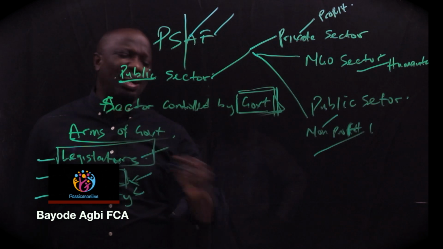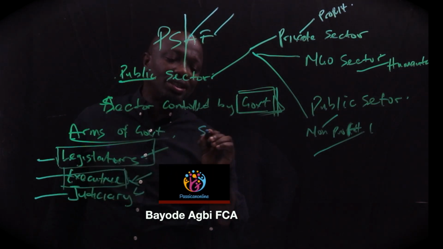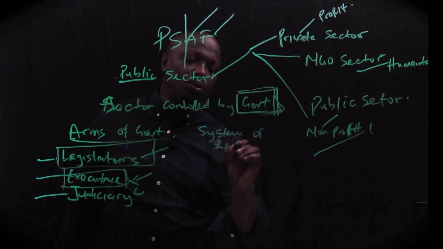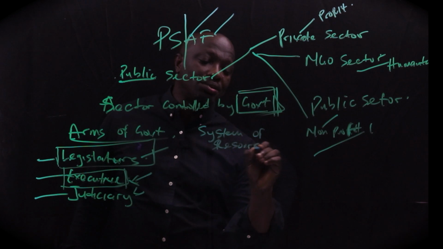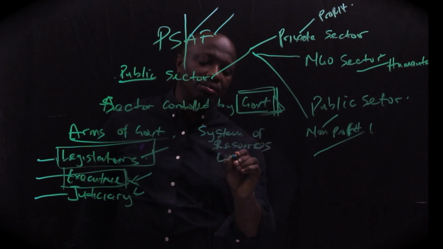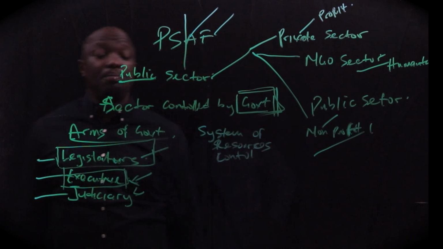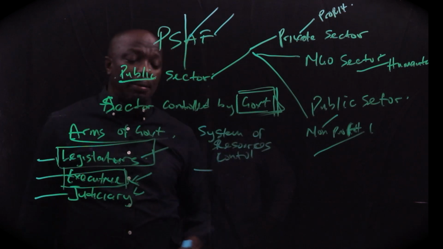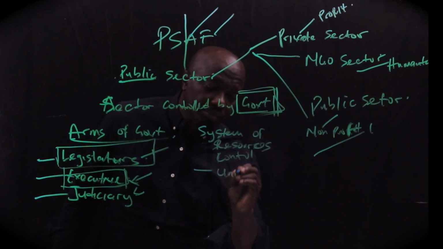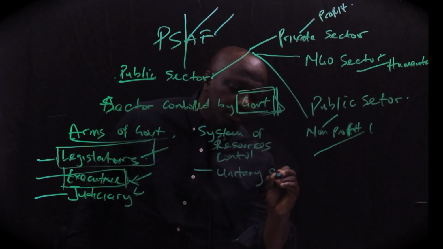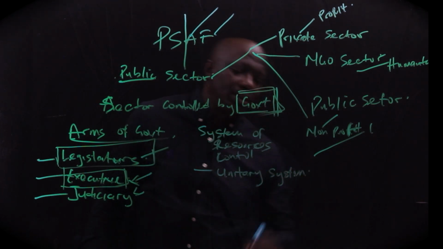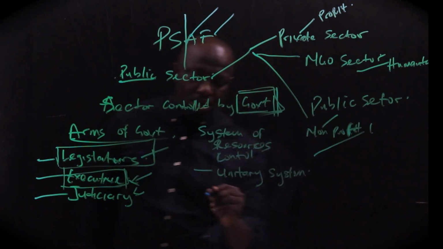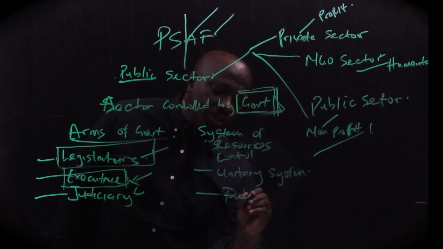Another terminology we use in government is the system of resource control. I'm sure my people from the South will be interested in this resource control. How are resources controlled in government? Resources can be controlled either by what we call the unitary system, which is where the center controls all the resources, or we have what we call federation.